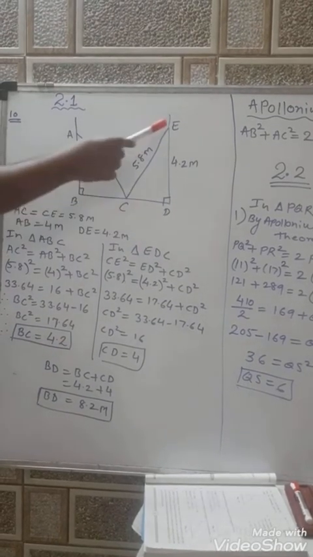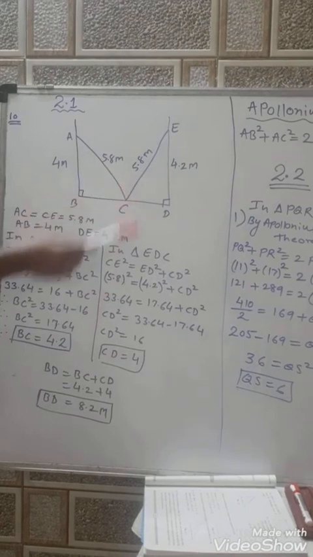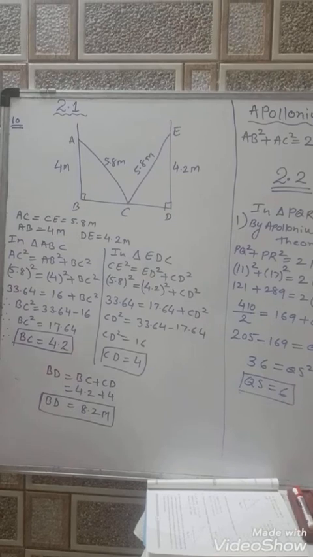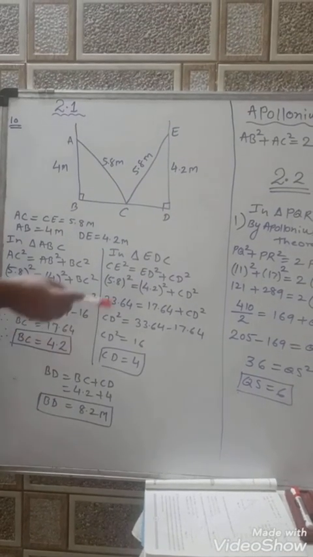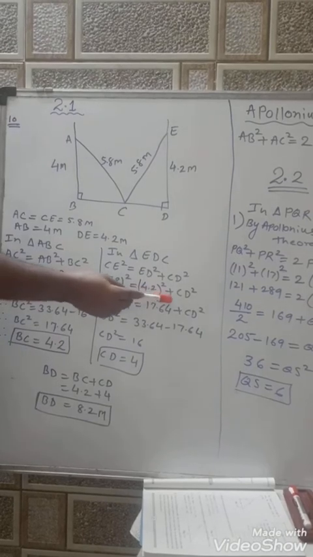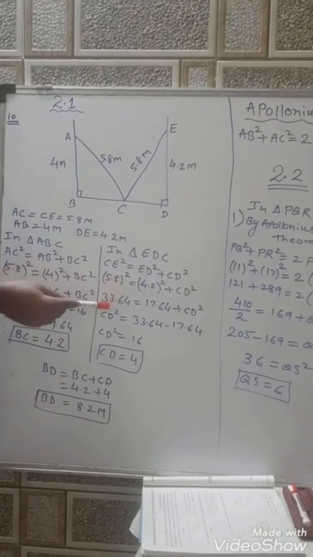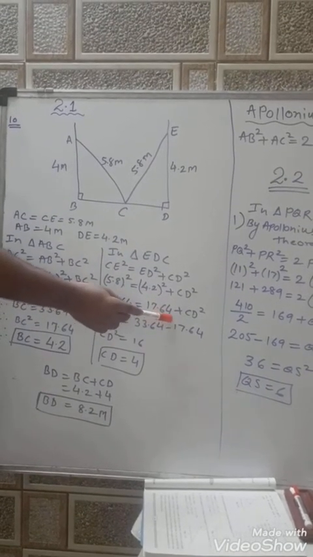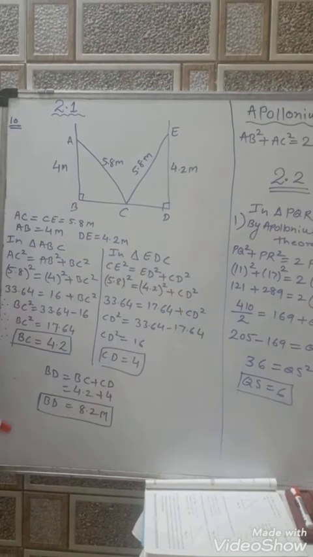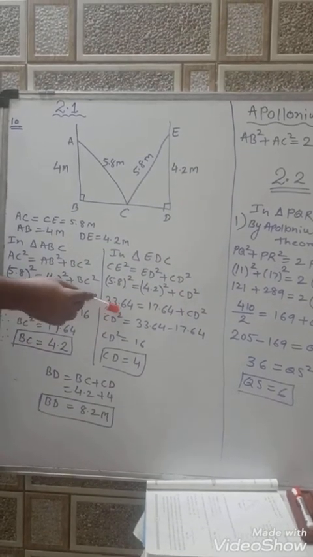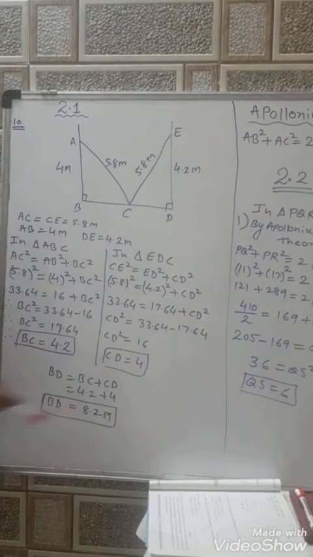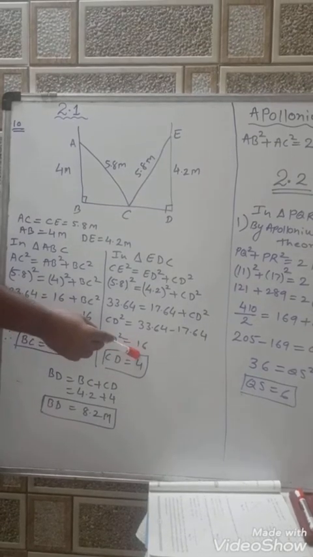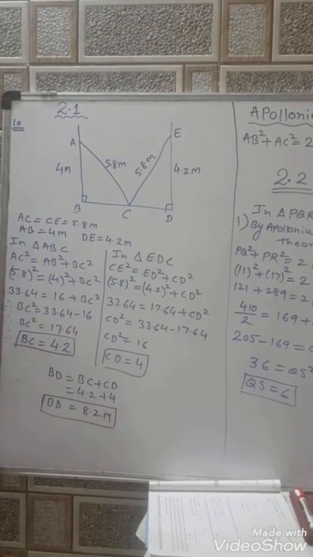Then in triangle EDC, CE square equals ED square plus CD square. So CE is 5.8 square equals 4.2 square plus CD square. 5.8 square is 33.64, 4.2 square is 17.64. CD you have to find. CD square equals 33.64 minus 17.64. So you get 16. CD square equals 16. So CD equals 4.